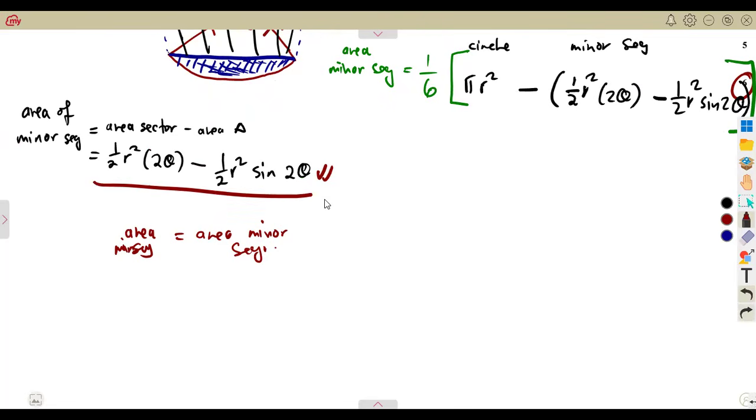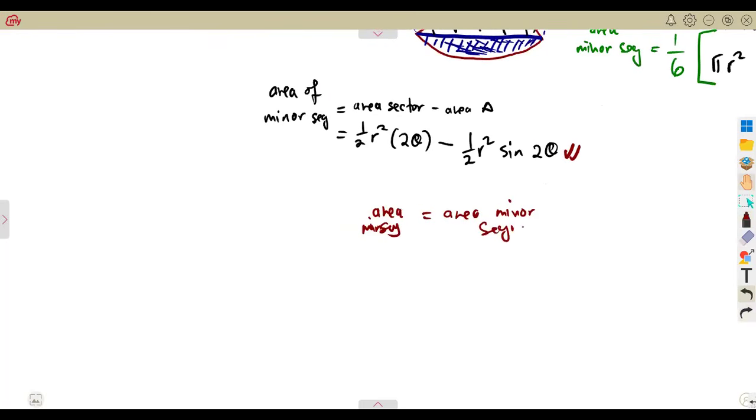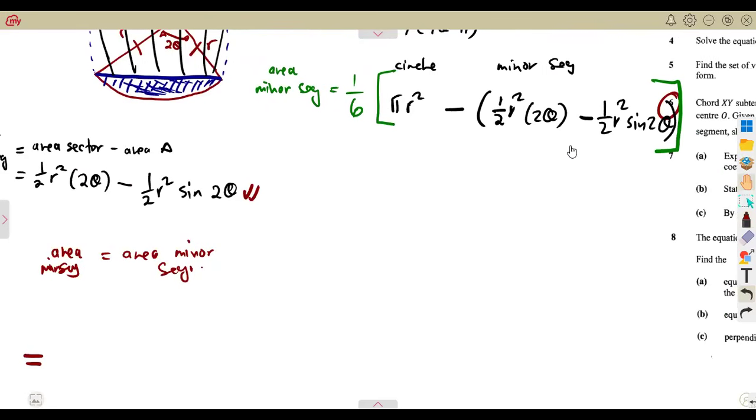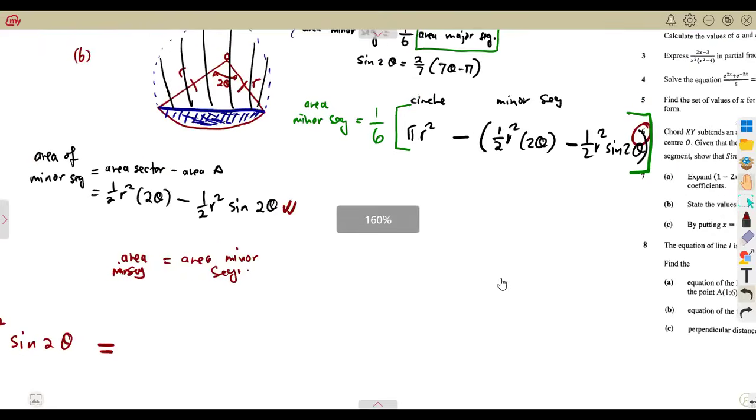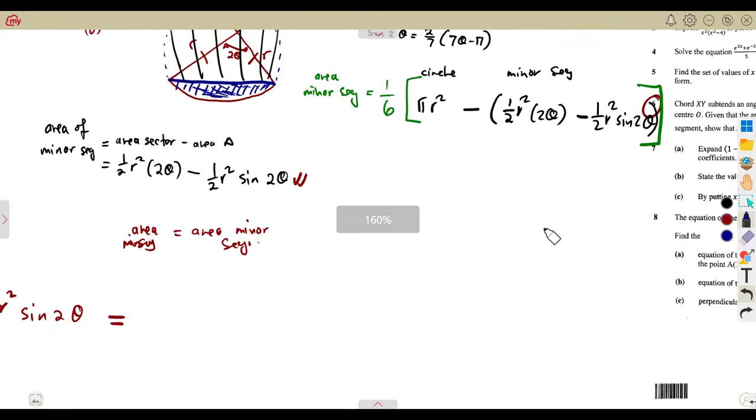So we take the area of the minor segment the normal way, the one that we are used to, this one. We take it as it is: half r squared 2 theta minus half r squared times sine 2 theta. We equate it now to the one that we are given on this side. All right? So we're going to equate. Here we can even expand the 1/6 into this.